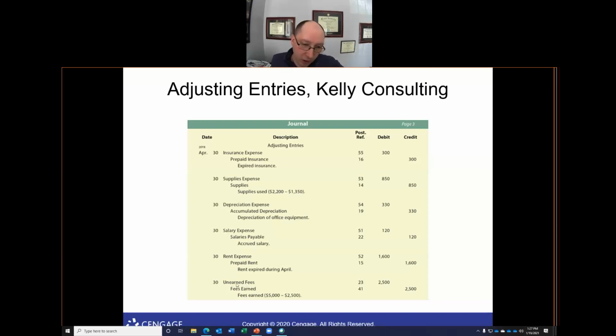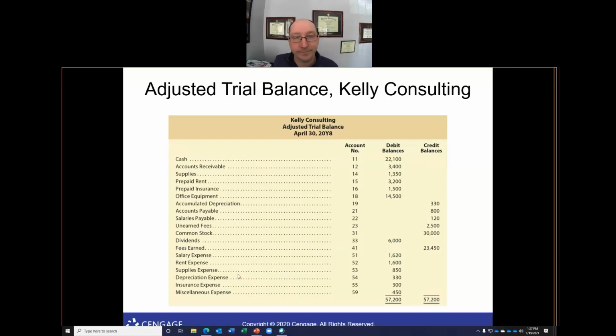Same with revenue. We recorded unearned revenue during the month. At the end of the month, we were paid and we performed the service. So debit, unearned revenue, credit, revenue. Then we perform the adjusted trial balance. Debits equal credits. We list, again, your assets, liabilities, equity, revenue, expenses.